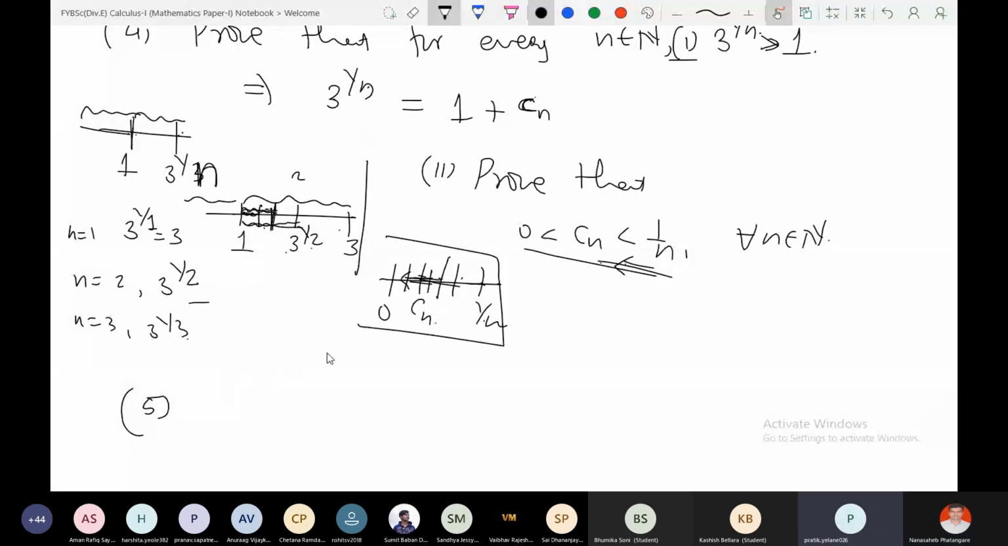Sir, when we put n equals 1, then Cn will be equal to 2, and that will be greater than 1 by n. Okay, yes, you can say for n greater than or equal to 2. Is it clear now? Yes, sir. Now for n greater than or equal to 2, no problem at all.